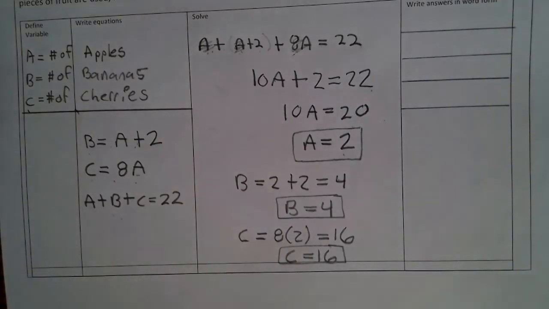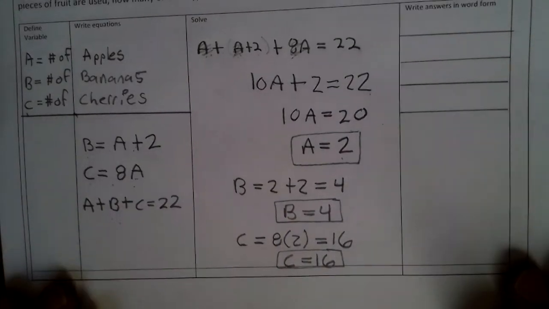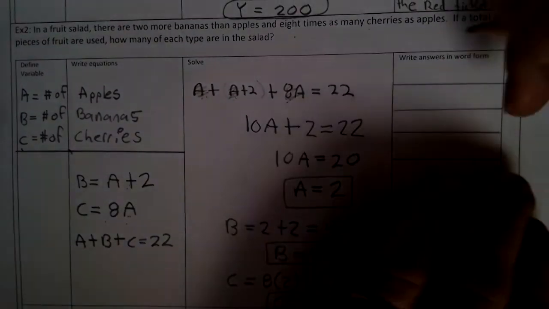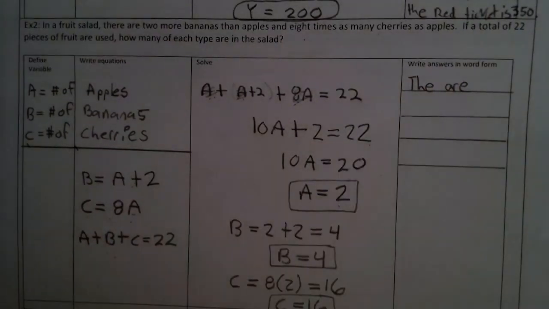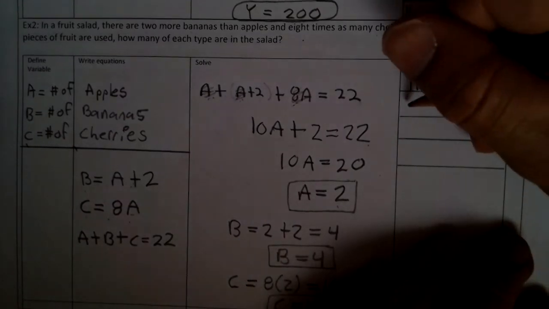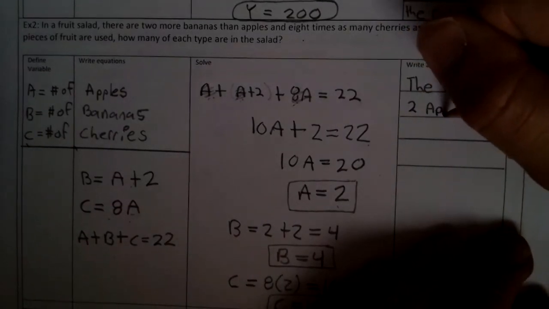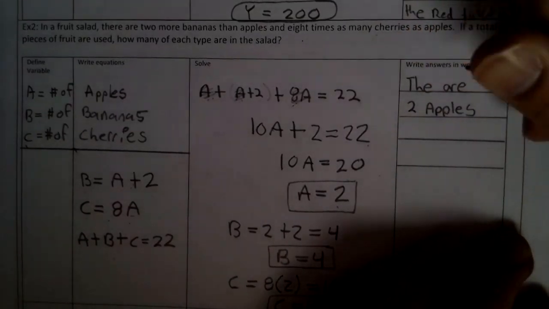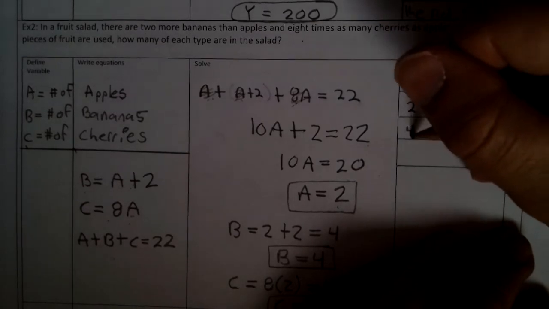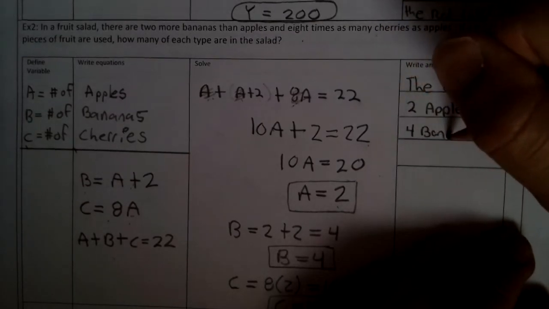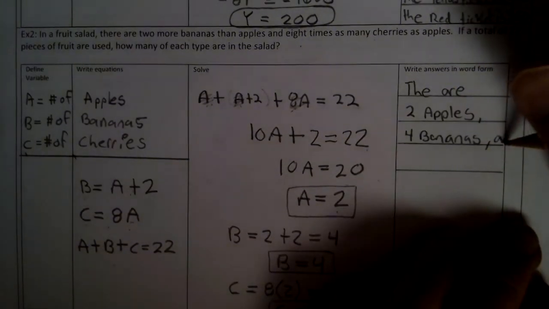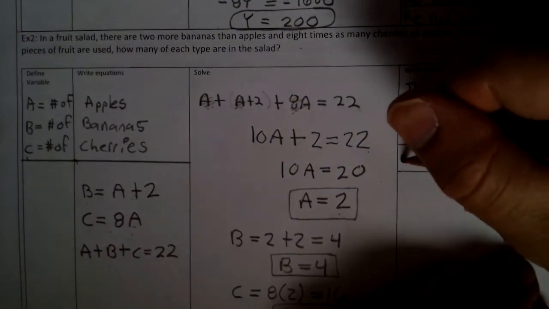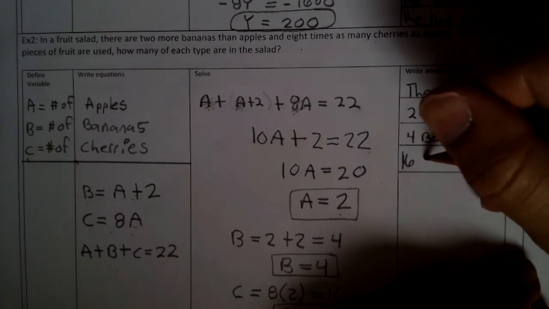Okay, let's finish up by writing a sentence. So there are 2 apples, 4 bananas, and 16 cherries.